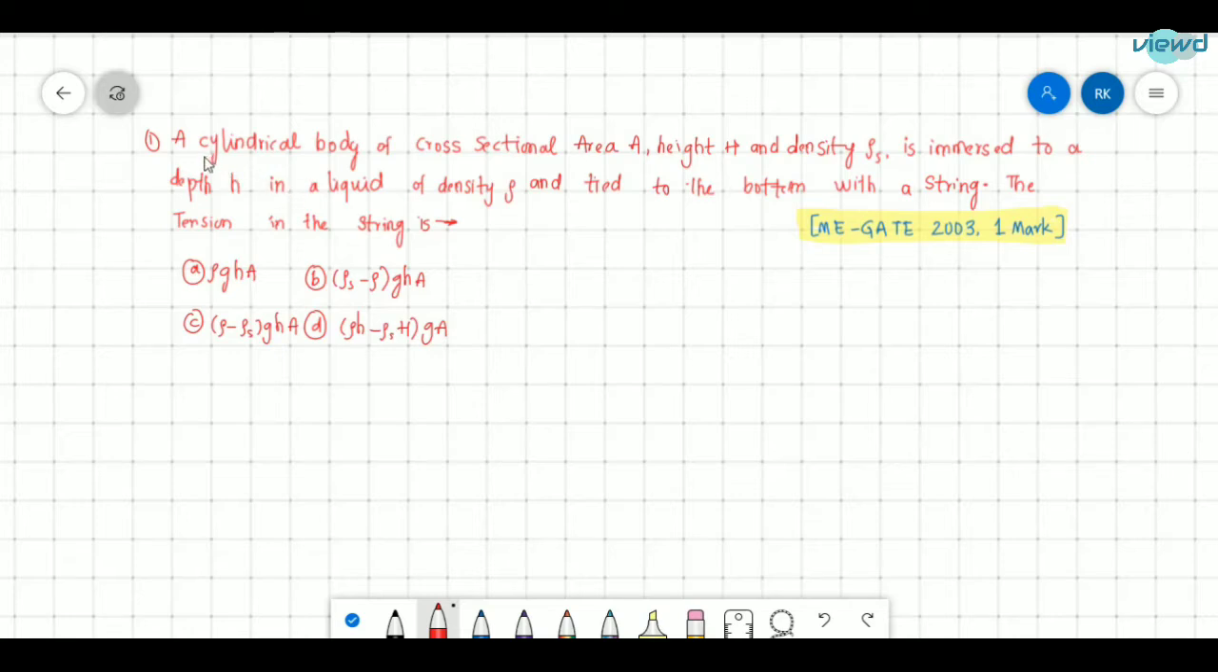So the first question is, the cylindrical body of cross-sectional area A, height h, and density rho s is immersed to a depth h in a liquid of density rho and tied to the bottom with a string. The tension in the string is. So this question is asked in 2003 GATE, and for any question, the basic concept should be used. The basic concept is buoyancy force is equal to weight of the fluid displaced.